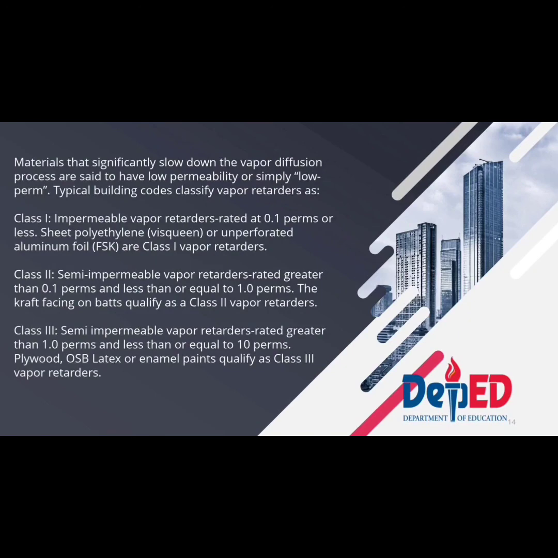Class 3, semi-permeable vapor retarders, rated greater than 1.0 perms and less than or equal to 10 perms, such as plywood, OSB, latex, or enamel paints, classify as Class 3 vapor retarders.